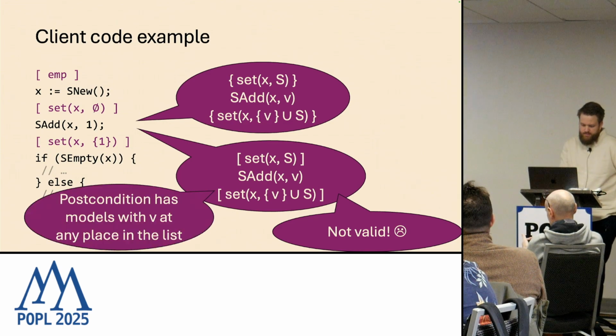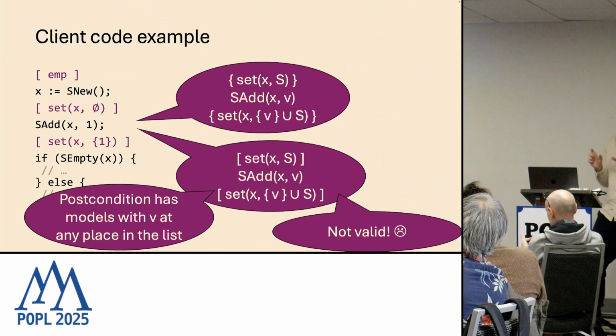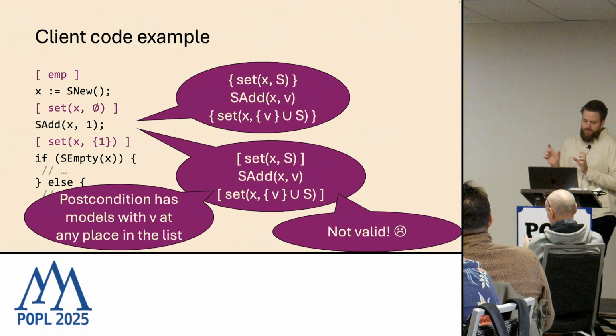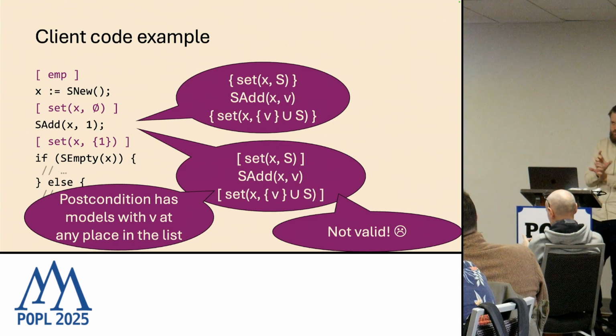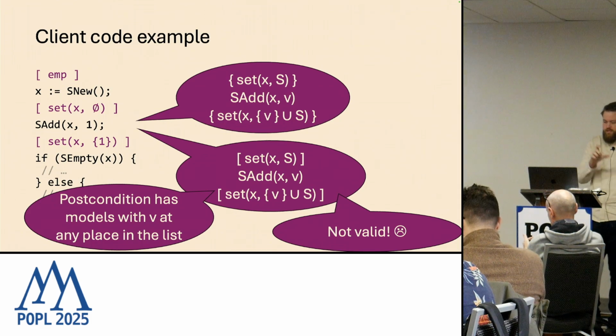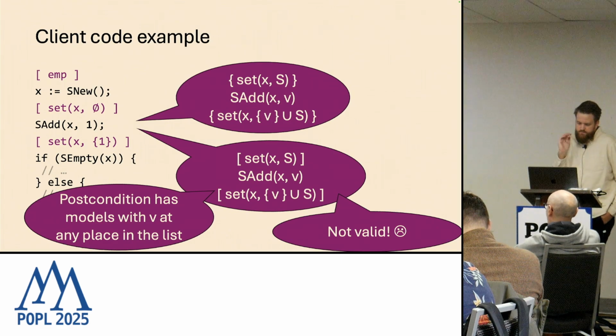And what is the reason for this? Well, the problem is basically that we have no control over where this new element is inserted into our set. So there are multiple models of this postcondition, and we don't know where this V will end up. It can be in the beginning, in the middle, or the end, and the actual implementation will add it in, but it doesn't matter because it will not reach all of these. So we have a triple where the full post is not reachable, so this is not valid.